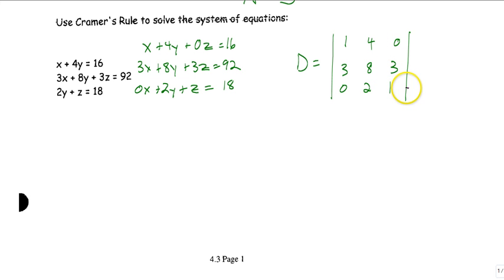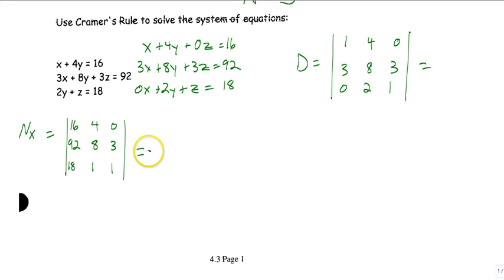Okay. So we'll solve that. We also have n sub x. Again, what this means is instead of the x row of 1, 3, and 0, I am now putting in the 16, the 92, and the 18. The other two rows stay in the same spot. Some of you guys on the first quiz were moving the y's into the x spot, and that wasn't correct. Okay, the z's and the y's stay in the same spot. It's just we are subbing in for the x.